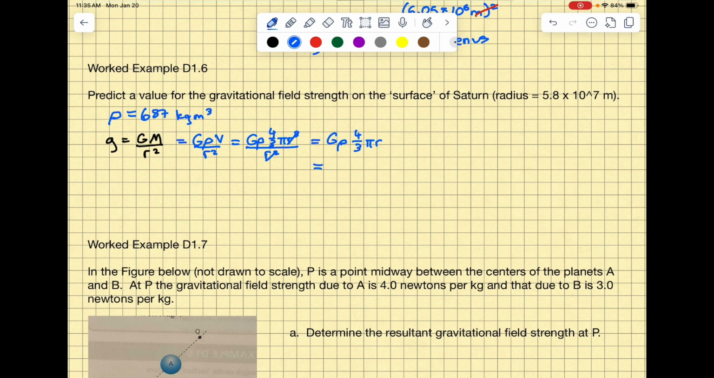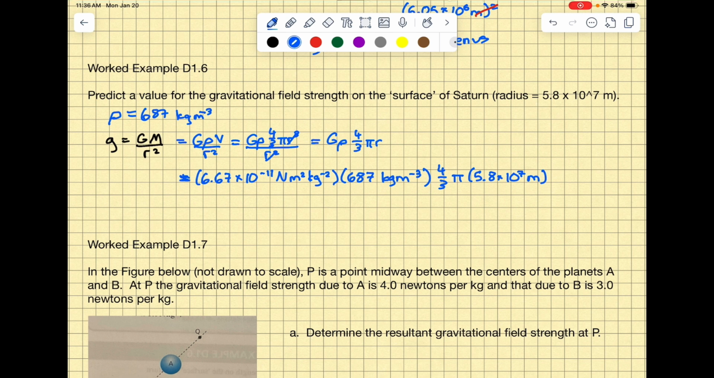Okay, well, this isn't too bad. So this is going to equal 6.67 times 10 to the minus 11 newtons meter squared per kilogram squared, times rho, the density, which is 687 kilograms per cubic meter, times 4/3 times pi times r, which is 5.8 times 10 to the 7 meters.